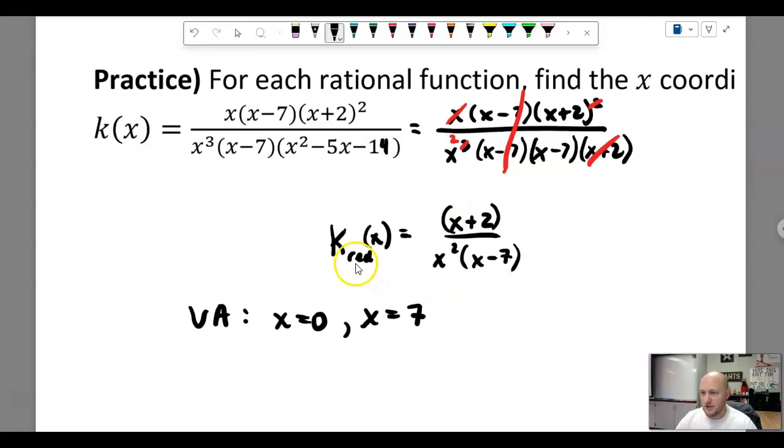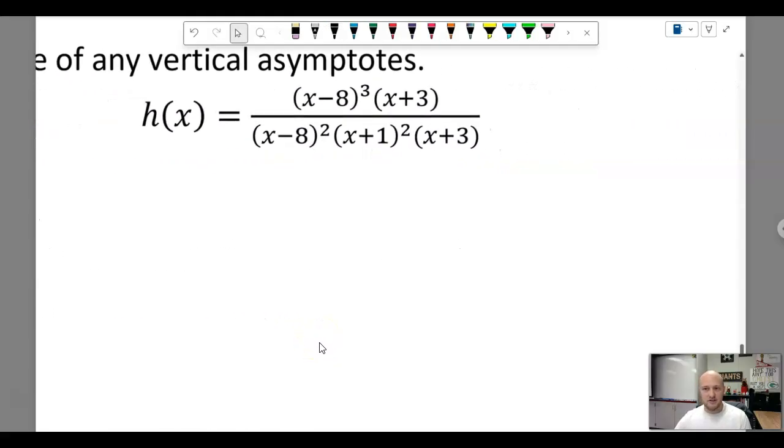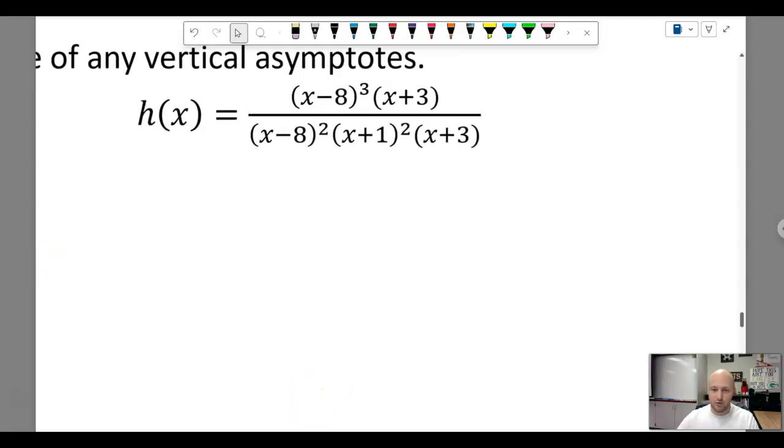Just a couple of notes here. If you ever see this notation red, k, red of x, it probably means reduced. This is the reduced function of k after we took out any duplicate factors in the numerator and denominator. Okay, so vertical asymptotes 0 and 7. Did you get it? Okay, if not, here is your second chance. Go ahead, pause me, try this example.